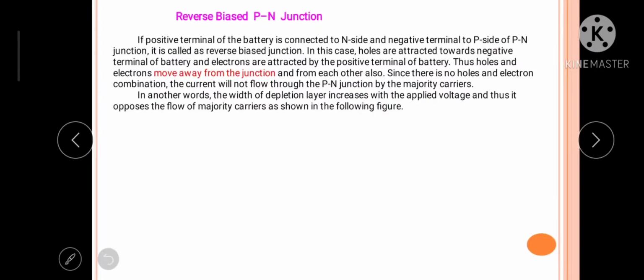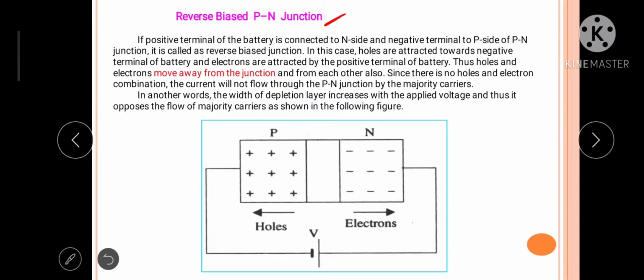Friends, today's topic for discussion is reverse bias PN junction. Already we have discussed the formation of junction in the last lecture. Today, try to concentrate on this figure. As shown in the figure, if the positive terminal of the battery is connected to the N-type semiconductor and the negative terminal of the battery is connected to the P-type semiconductor, then it is called a reverse bias PN junction.